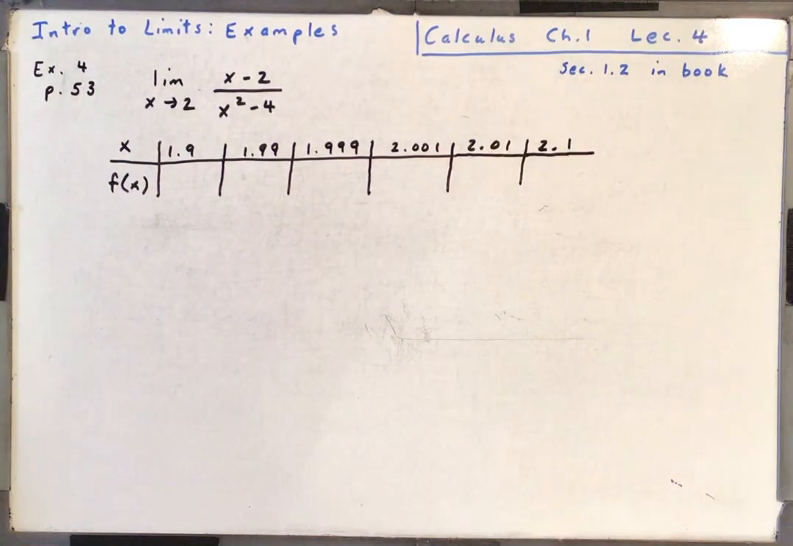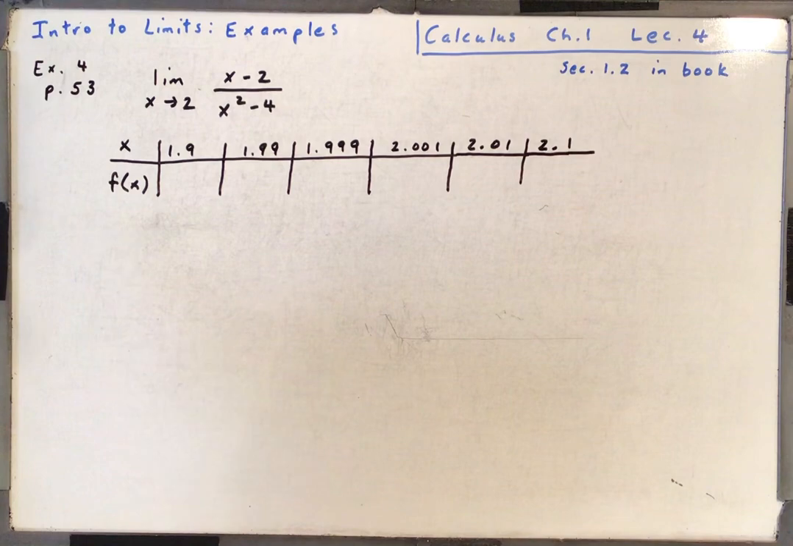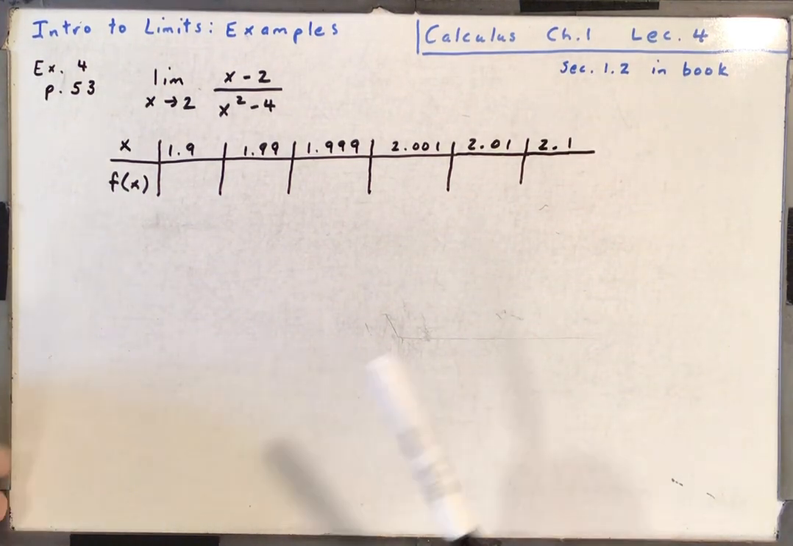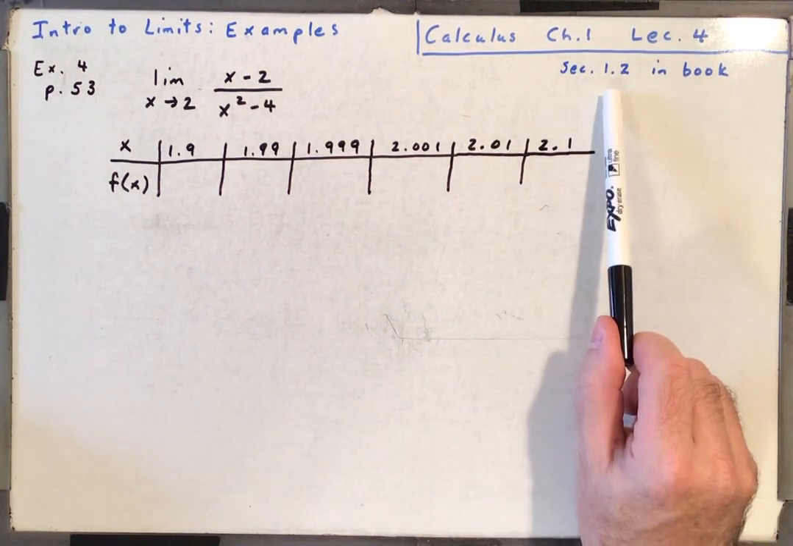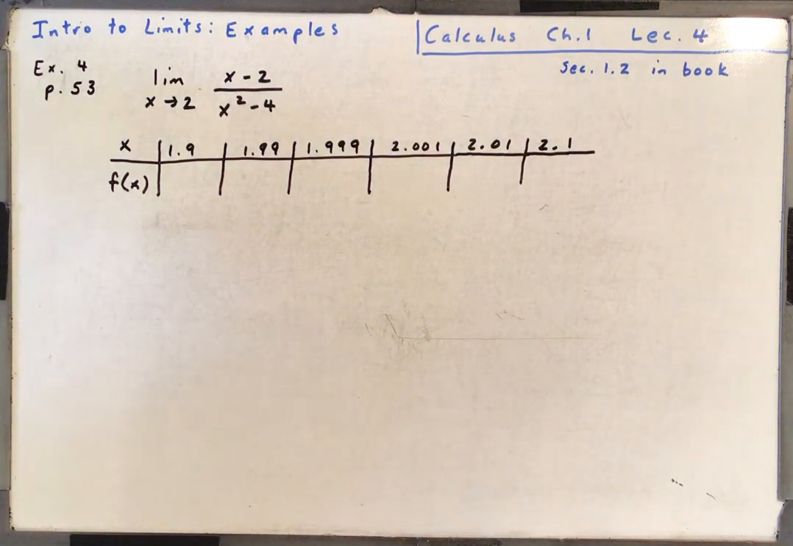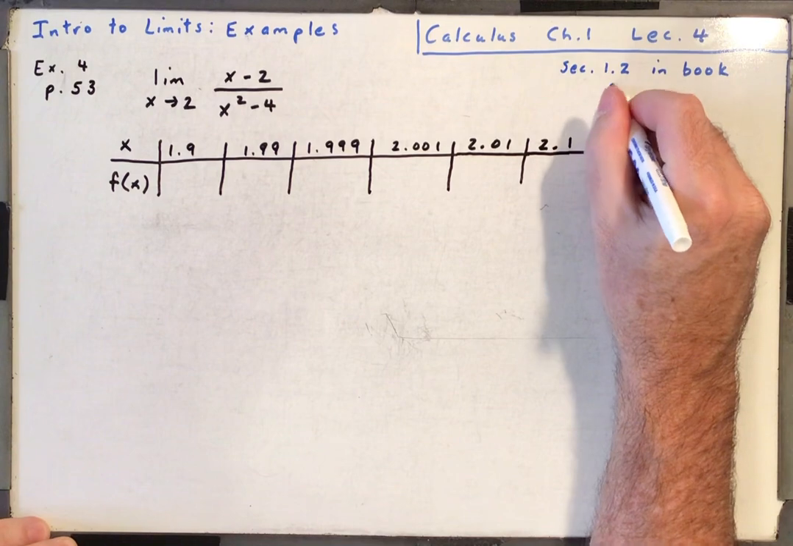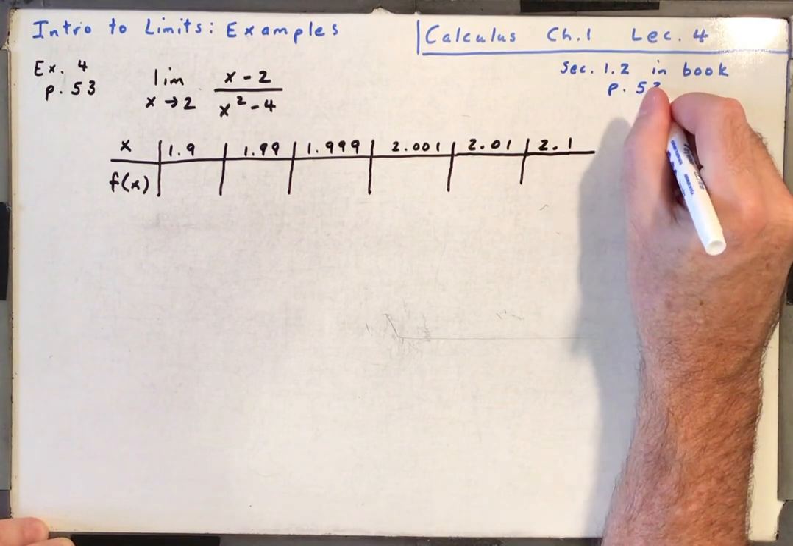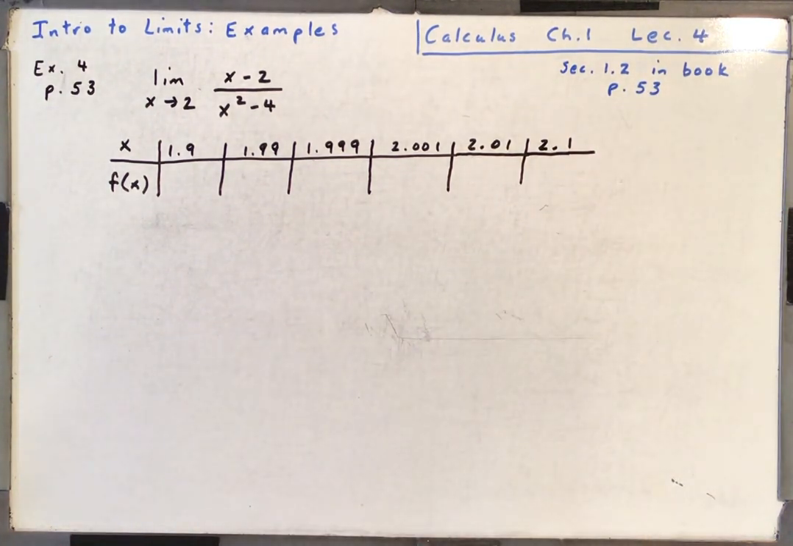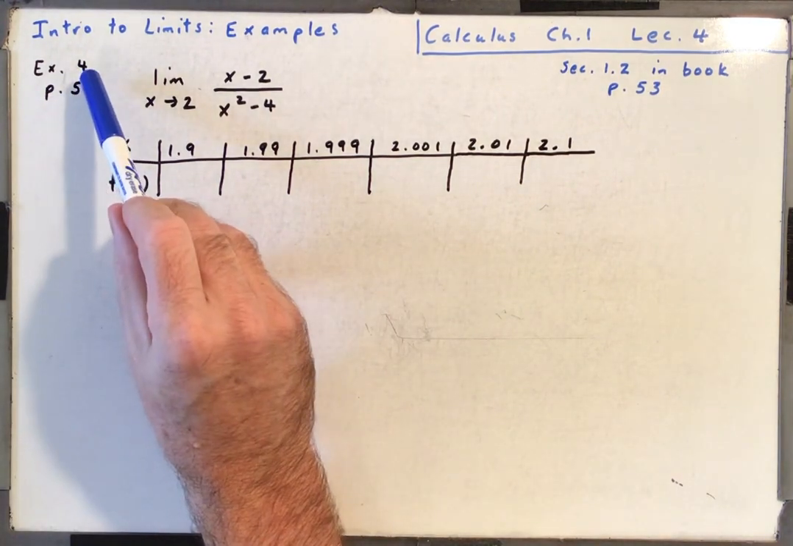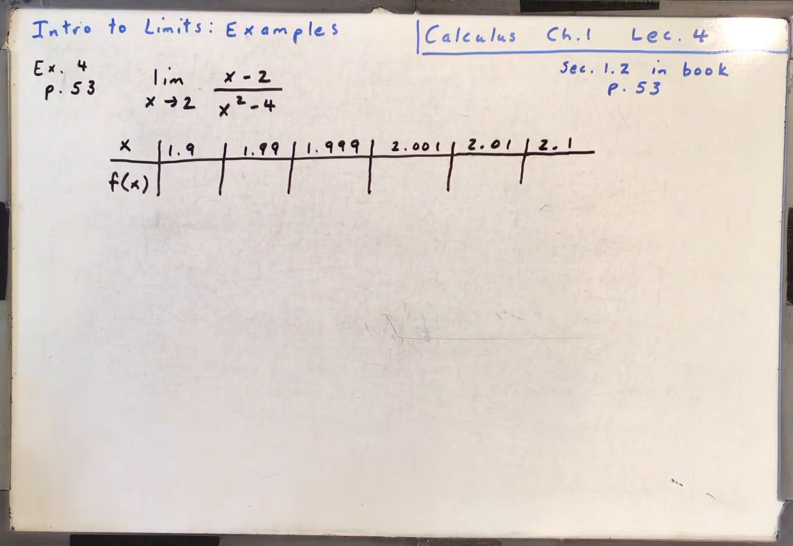All right. Welcome to Calculus Chapter 1, Lecture Number 4. Today we're going to use your book. So we're in Section 1.2 in the book. And go ahead and turn to page 53. That's where we're going to work some example problems. All right, so we're starting with example 4 on page 53.